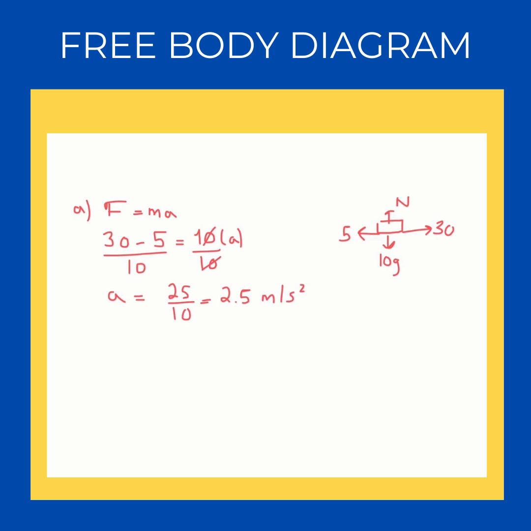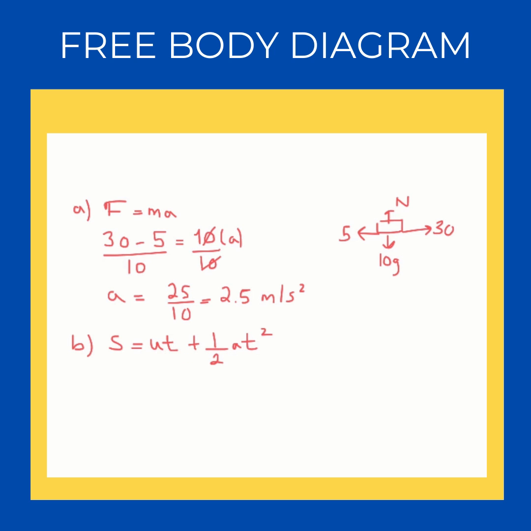In part B, I have to find the distance traveled during the first 4 seconds. So I know that s, the distance traveled, is equal to ut plus half at squared. Now, why am I using this formula? Because I know that the particle is moving at a constant acceleration. Whenever I have a constant acceleration, the distance is equal to ut plus half at squared.